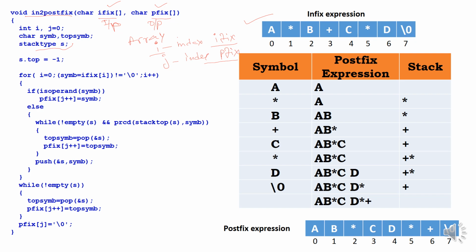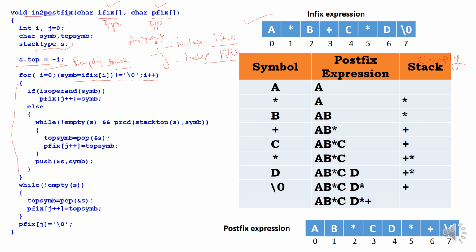Then, after defining the stack, make it an empty stack. Empty stack means top is -1. Initially the stack is empty. Then for i assigned to 0, symbol ifix of i not equal to backslash 0, i plus plus. This first statement is a loop where some instructions are going to be executed repeatedly some number of times.